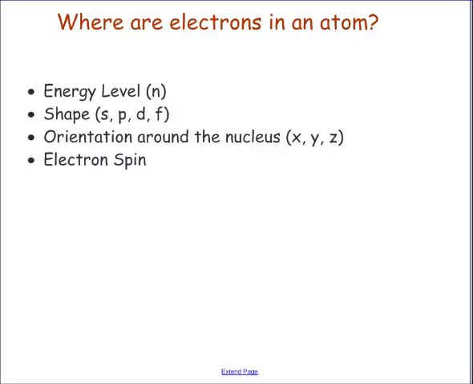So those quantum numbers that you read about really are just telling us where electrons are in the atom. The principal quantum number is telling us what energy level or how much energy the electron has. The second quantum number tells us the shape of that electron orbital. And the other two quantum numbers tell us the orientation around the axis and then the spin of the electron. Again, we are not focusing on these latter two quantum numbers.